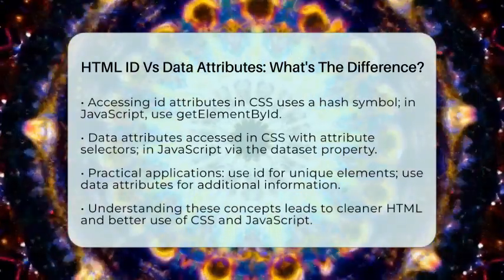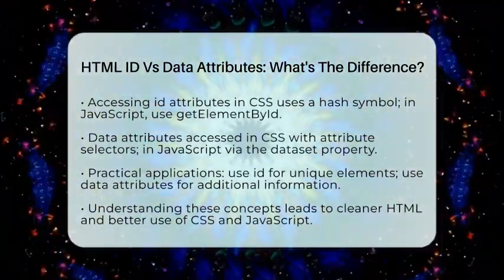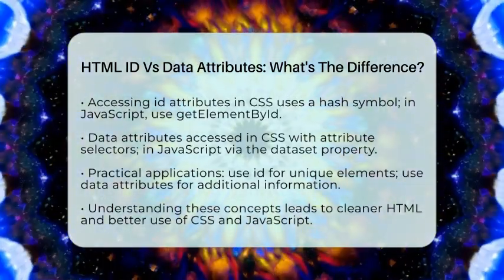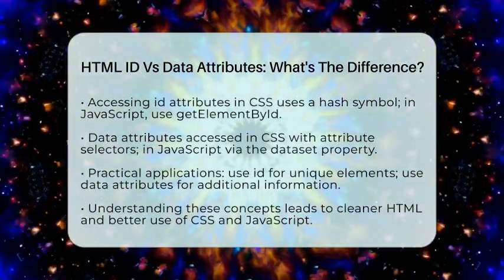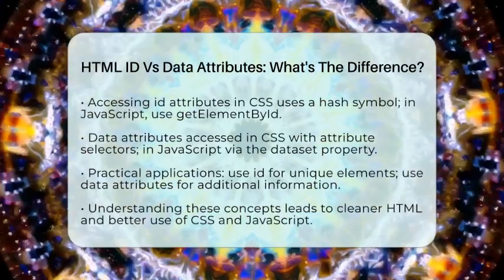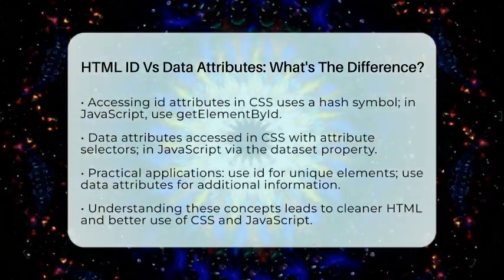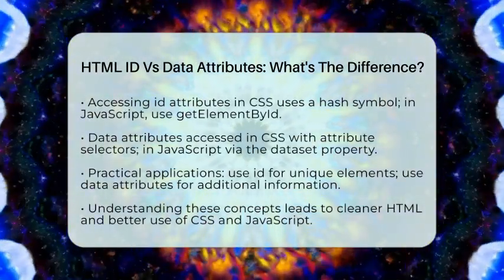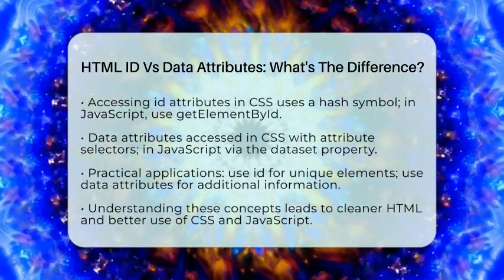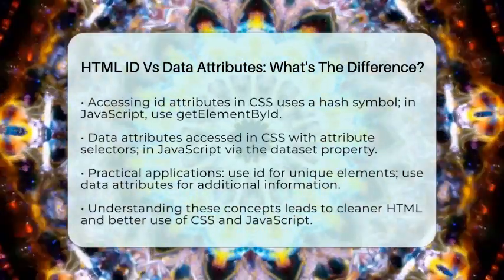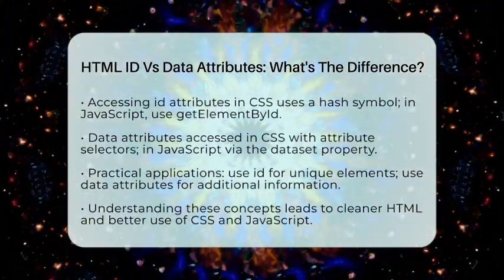For practical applications, use the id attribute when you want to style or script a specific element that appears only once, like a main header or a unique button. On the other hand, use data attributes when you need to attach extra information to elements that JavaScript might use later, such as storing product ids or user roles without cluttering the visible content.